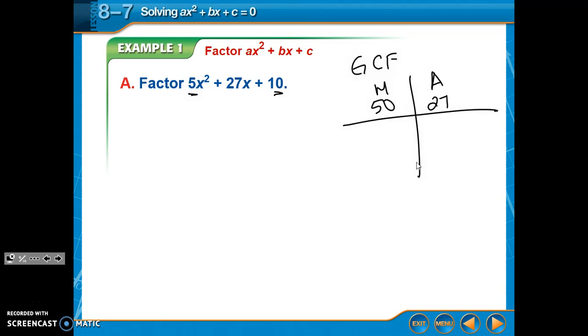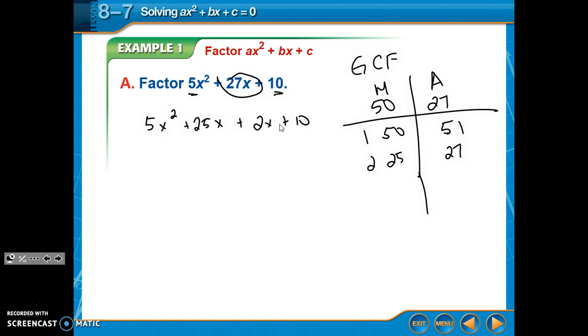Okay, so I'm looking for numbers that multiply to 50 and add to 27. So 1 and 50, they're both positive, so all of our numbers are going to be positive. We get 51, so that's not it. I can do 2 and 25, and then I do get 27. So in this case, the numbers we're looking for to replace B are 2 and 25. So we can rewrite this equation as 5x squared plus 25x plus 2x plus 10. Now, we haven't changed anything because 25x and 2x still add to 27x, so nothing has changed.